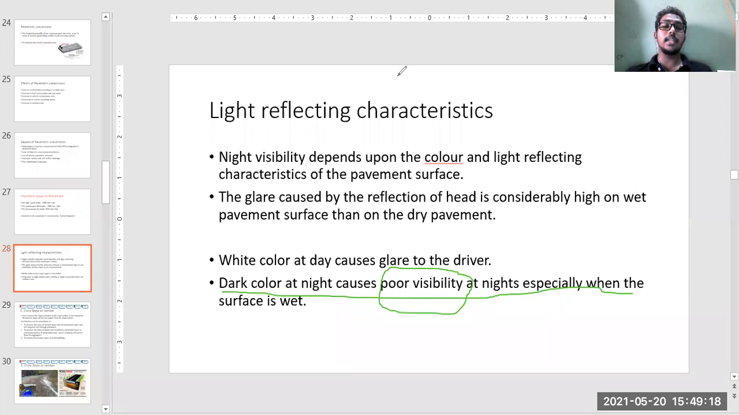Guys, can anyone please tell me what is a black topping road? Black topping. I've told you previously. Anyone? Black topping. Black top. Not laptop. Black top. No one. Okay.